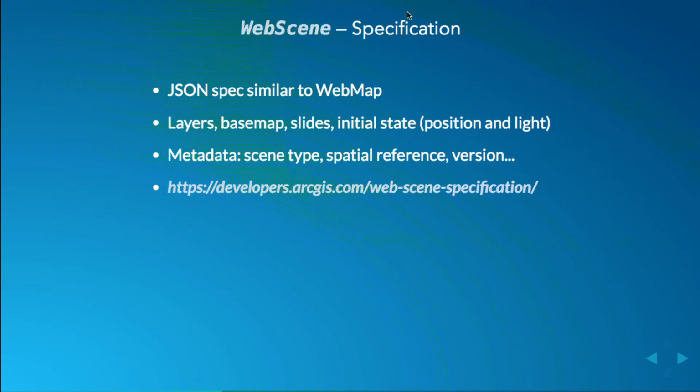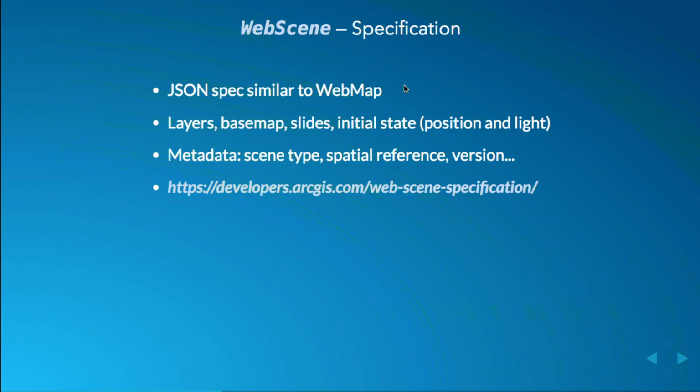What is a bit more recent is the WebScene specification. We had it always internally, but we're also now publishing it online for you to look at. It's really similar to the web map spec if you're already familiar with that. So we have the layers, we have the base map, but there are also some other things that we do differently. For example, we have a presentation with slides. I will show also an example of this. There's an initial state, which has the initial camera position, for example, we have the environment, lighting settings, things like that. And then there's also metadata in the web scene.